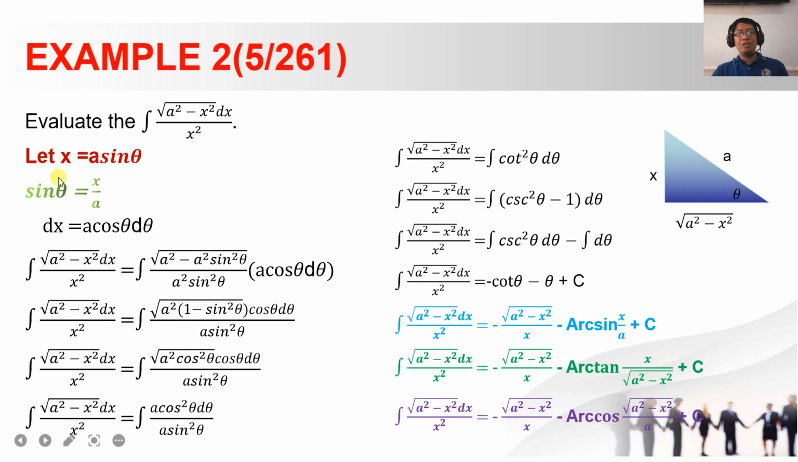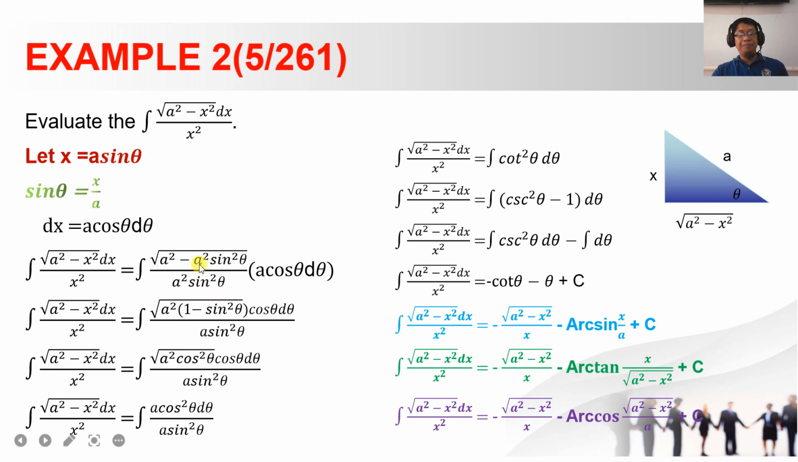Then you can solve for sine theta. Sine theta is just, divide both sides by a, so x over a. Yung triangle, pwede naman last part na natin gawin. Then differentiate x equals a sine theta, and that is dx equals a cosine theta d theta. Then, substitution. Mag-change variable po tayo. From the integral of the square root of a squared minus x squared dx over x squared, yung x, ipapalit natin yung a sine theta, but we need to square it.